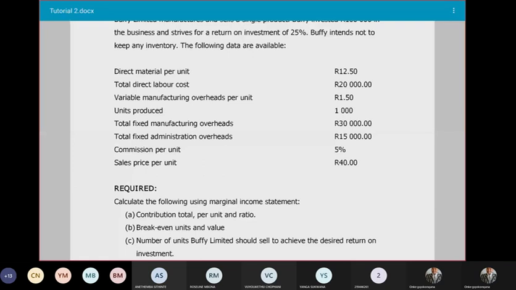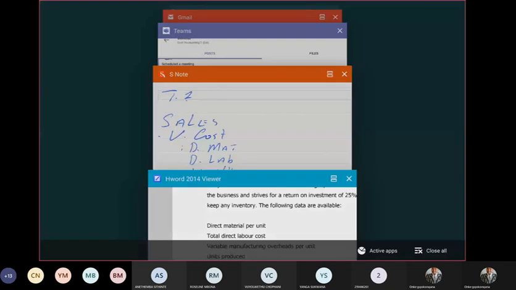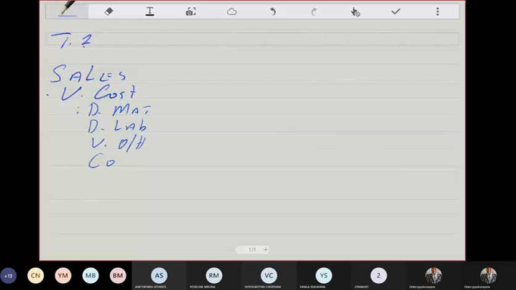Look at the commission. Commission is a variable cost, guys, because it is based on the number of units that are being sold. So it's not a fixed amount. It will increase or decrease as per the number of units. So those are the variable costs that we have to come up with our contribution.